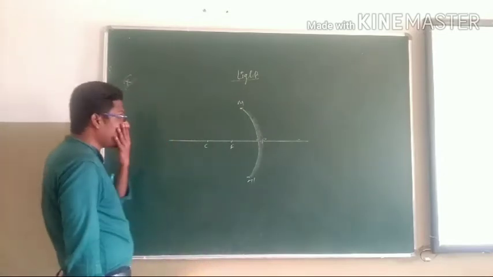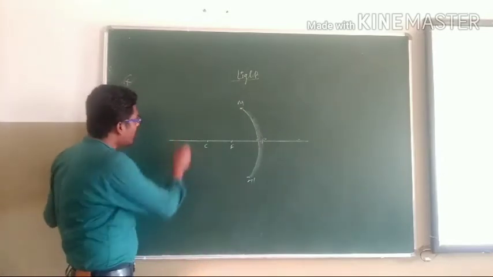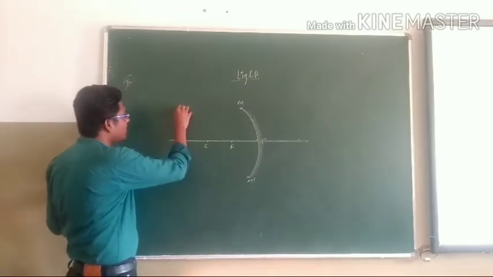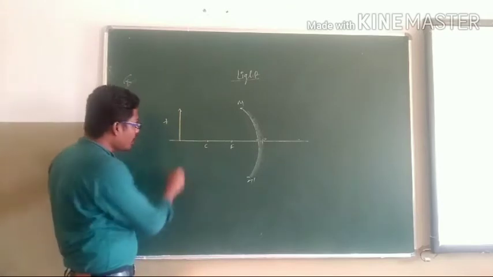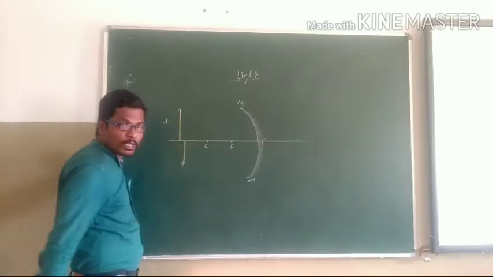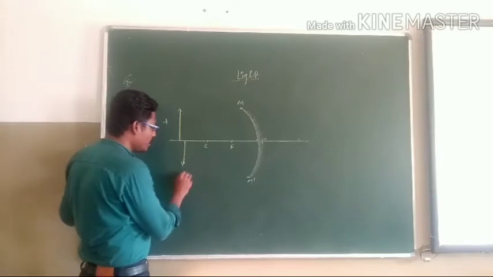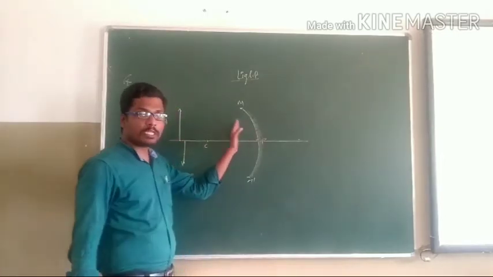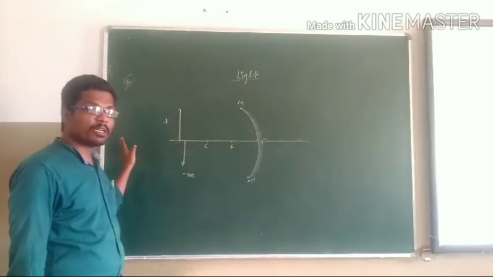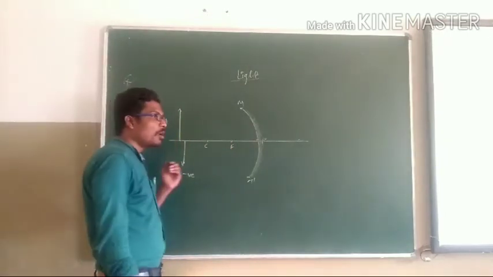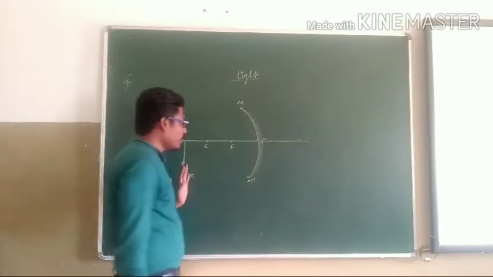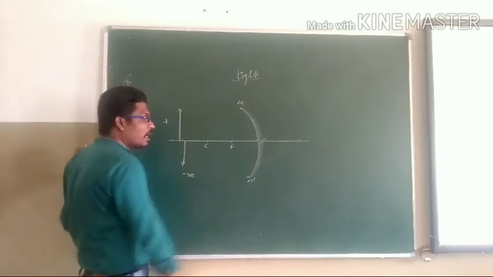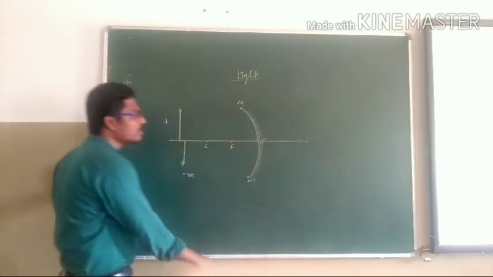Another thing we also learned: if the object is placed above the principal axis, then it is taken as positive. If it is below the principal axis, it will be taken as negative. And always the object is placed towards the left of the mirror, it may be convex or concave. This side will be always negative, and this side will be always positive.